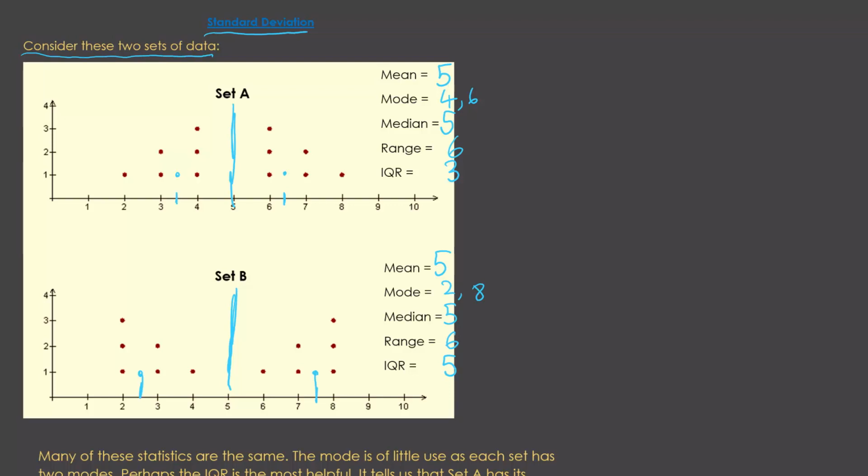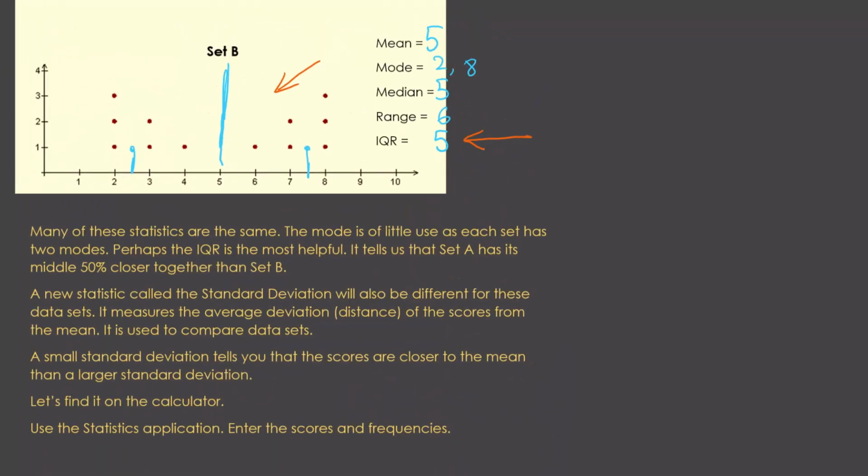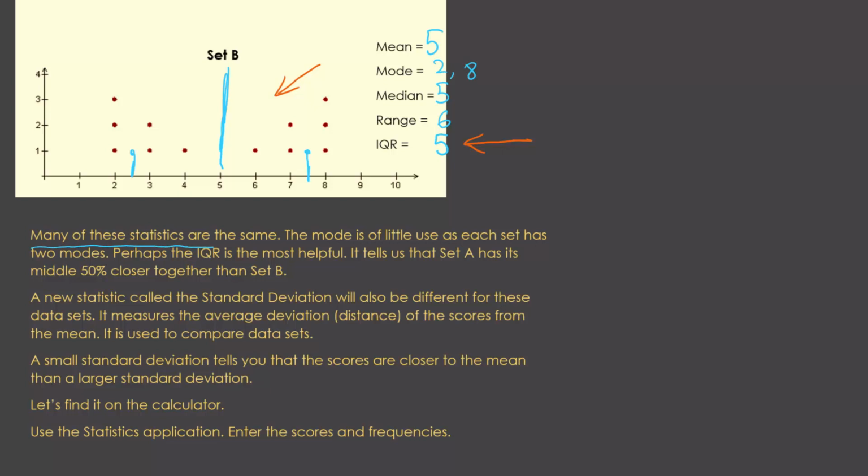Now, it should be clear looking at the two data sets that this set is more spread out than this one. The indication of that in terms of our statistics is the difference in the interquartile range. So, many of the statistics are the same. The mode is of little use as each dataset has two modes. Perhaps the interquartile range is the most helpful. It tells us that set A has its middle 50% closer together than set B.